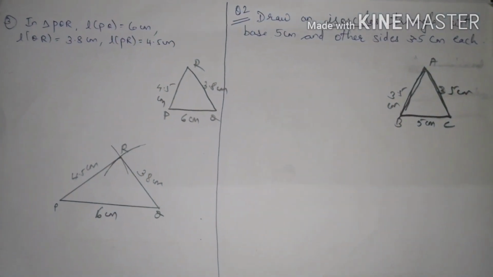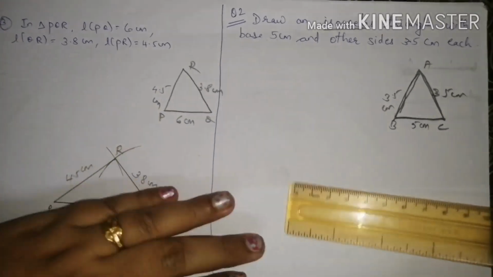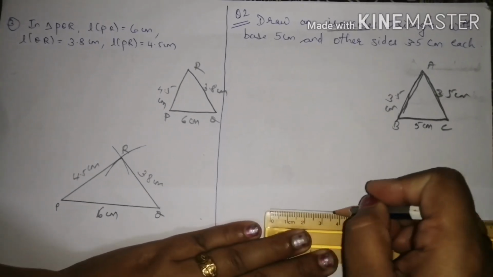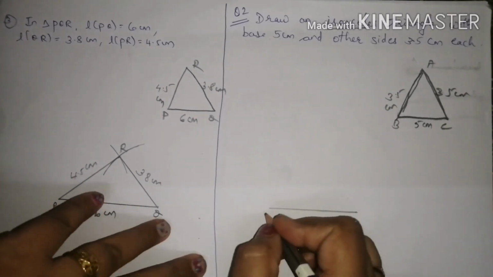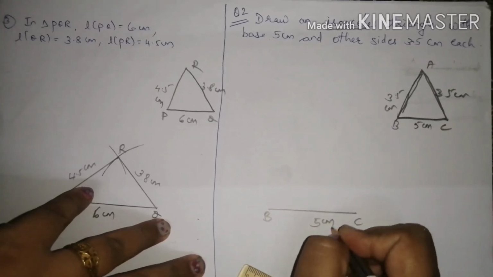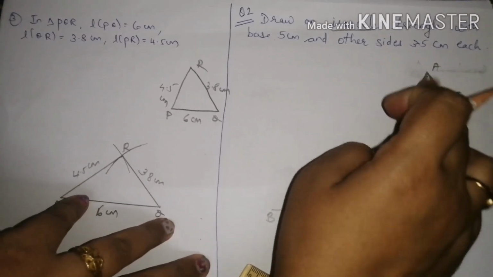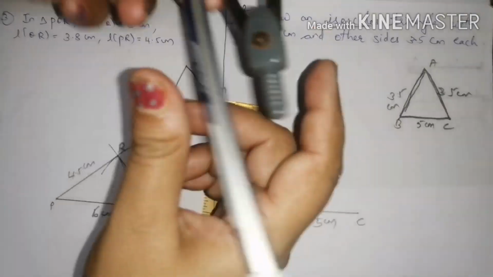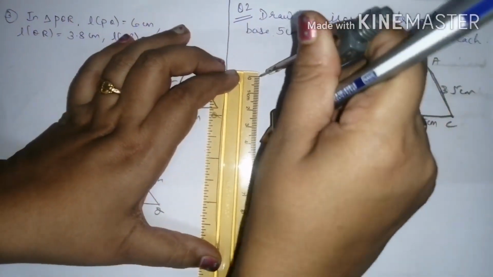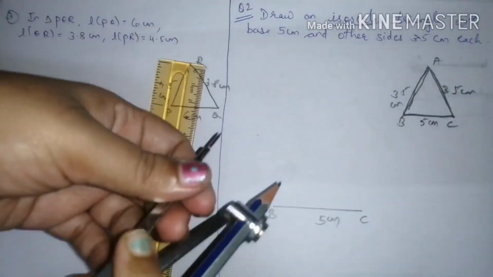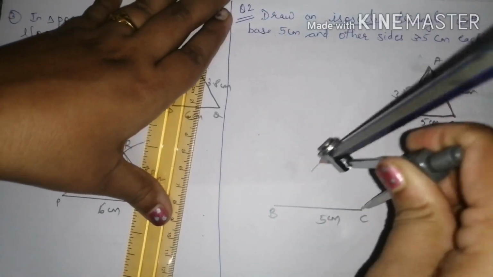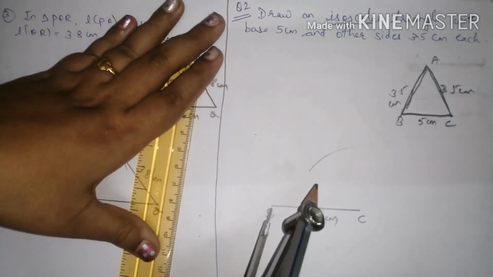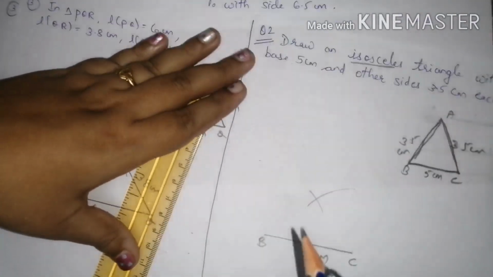So let's draw the fair figure. Base is how much? 5 centimeter. Take 5 centimeter down with the help of a scale directly. So this is your base BC, 5 centimeter. Now from A to B or C to A, how much is the distance? 3.5. Take it in a scale, 3.5. Keep it here. Make an arc. From B to A is also the same, 3.5. Keep it on B, cut it.